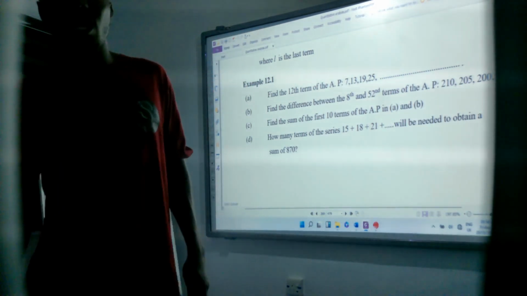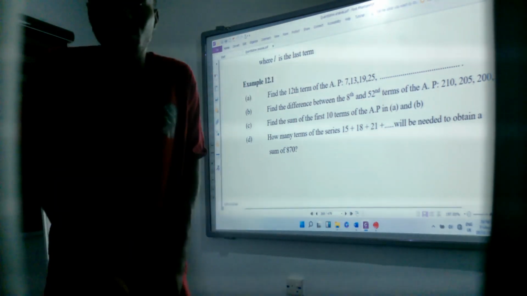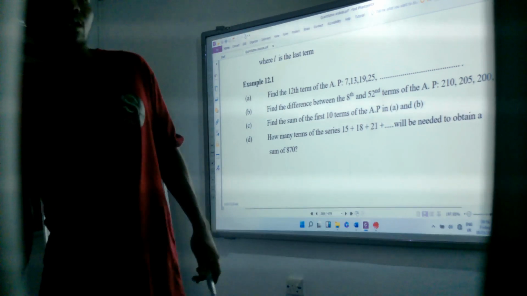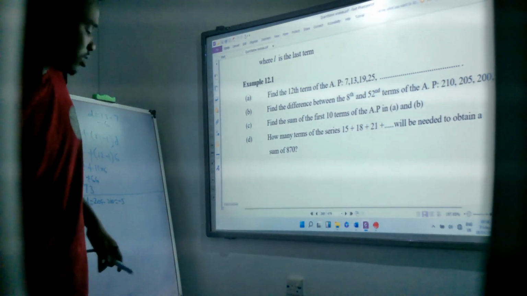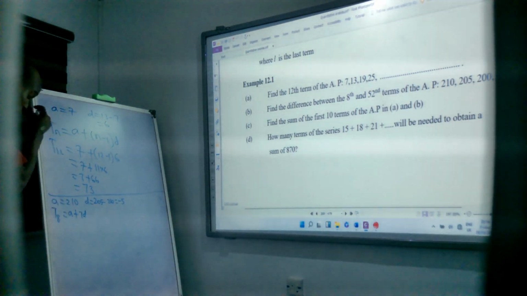The 100th term is A plus 99D, like 100 minus 1. Is that okay? What will be the 200th term? The formula to get the 200th term will be A plus 199D, so 200 minus 1, that is 199D.